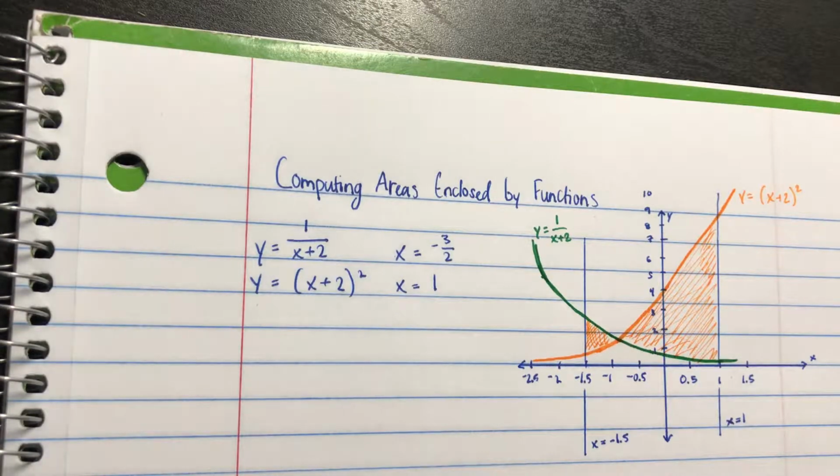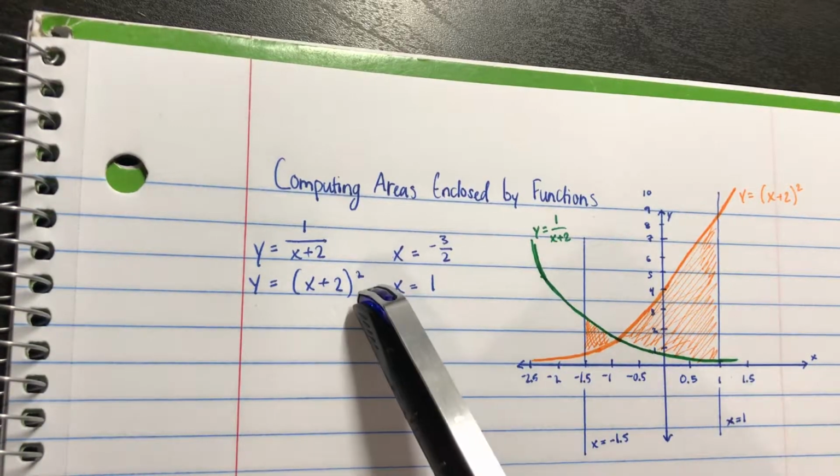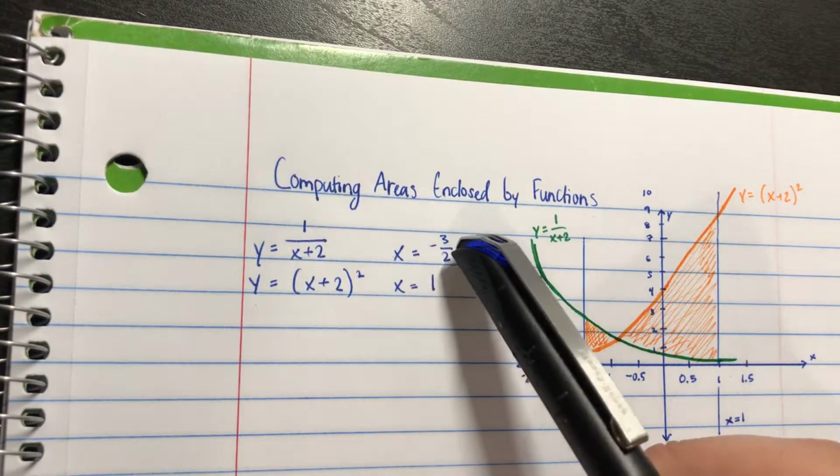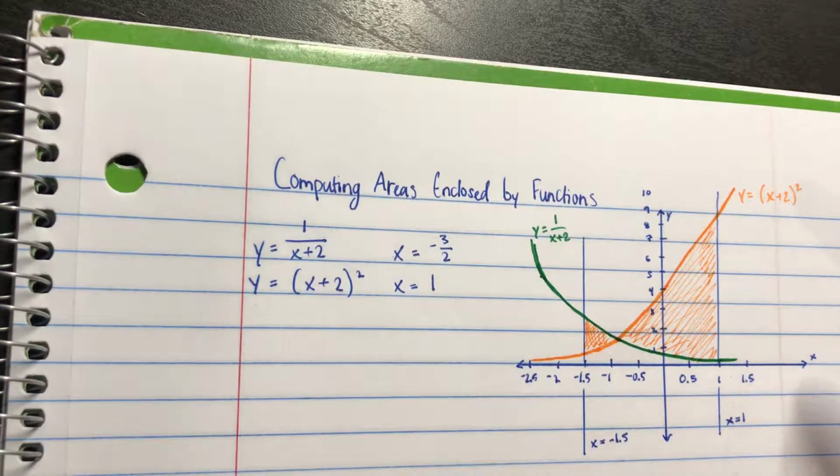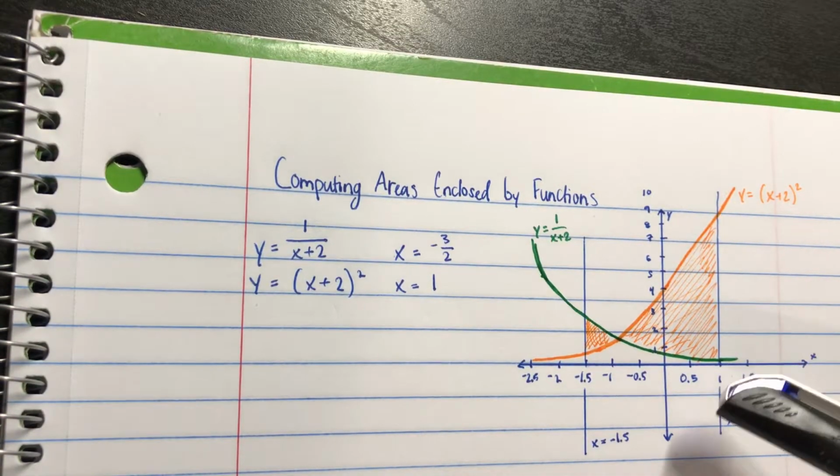Okay, so here's another problem regarding computing areas enclosed by functions. In this case, we're given four functions: y equals 1 over x plus 2, y equals (x plus 2) squared, x equals negative 3 halves, and x equals 1. Now, the first thing that we want to do is obviously graph this so that we can get an idea of what area we're calculating.